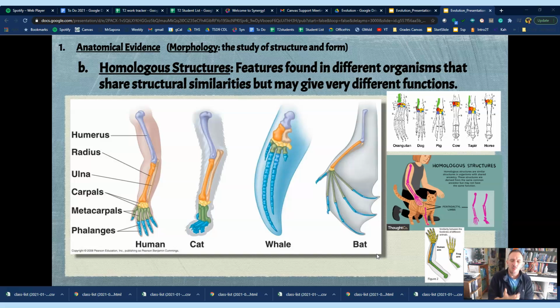Why do they have this structure? Why do they have wrists and fingers and digits? They don't need them or use them. They have them because their ancestors had them, and that trait was passed down. And as we're going to learn next week, natural selection works on forms that are there, right?